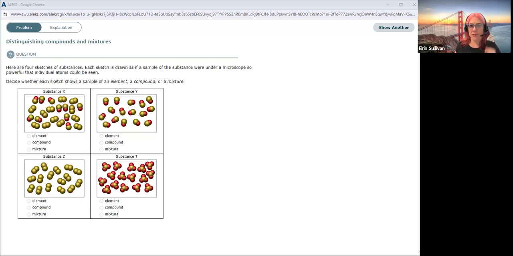The ALEKS Goal Topic: distinguishing compounds and mixtures. To attempt this kind of problem, you need to understand the difference in the definition between an element and a compound. An element is what we would define as a substance which cannot be broken up into anything simpler using any kind of chemical process.